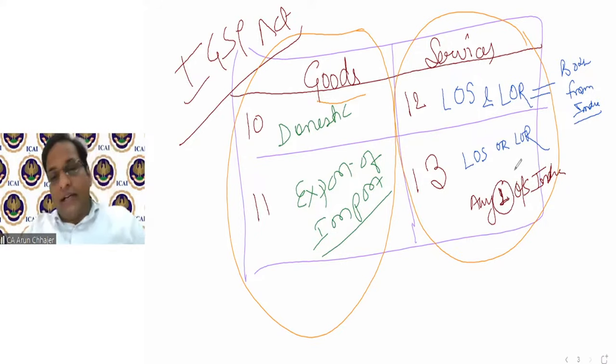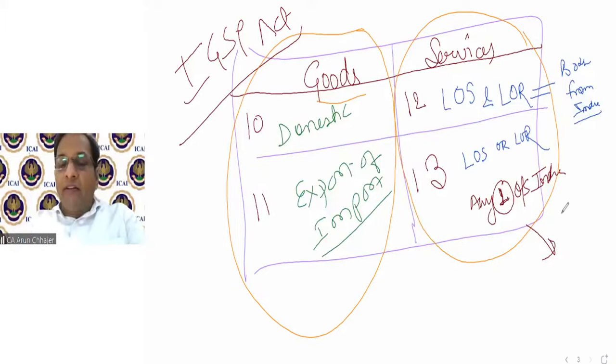Anyone is outside India. It means one party is in India, one party is outside India. It can be the supplier in India and the recipient outside India, or vice versa: the supplier is out of India and the recipient is in India. If any one party is outside India, then we will apply Section 13 to determine the place of supply.